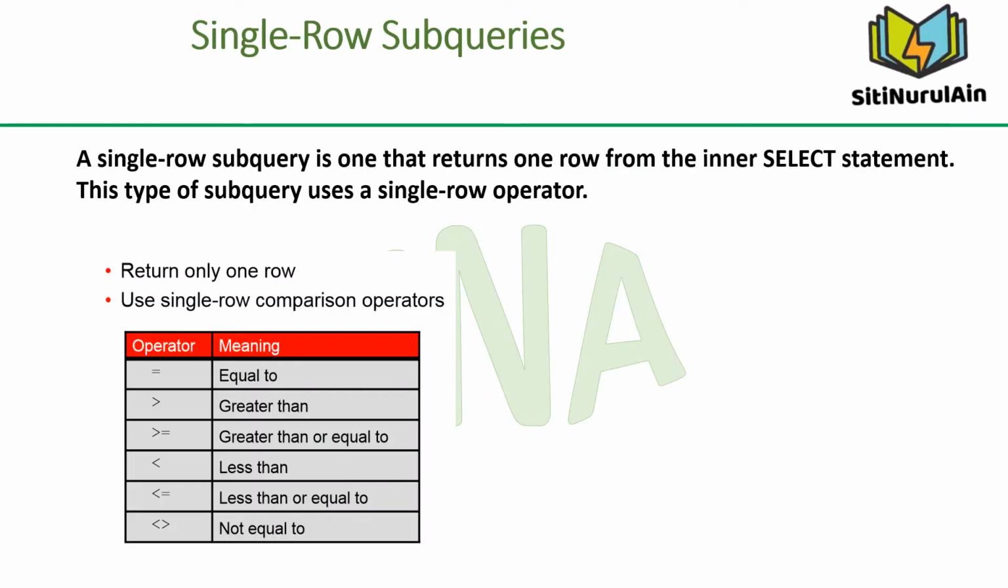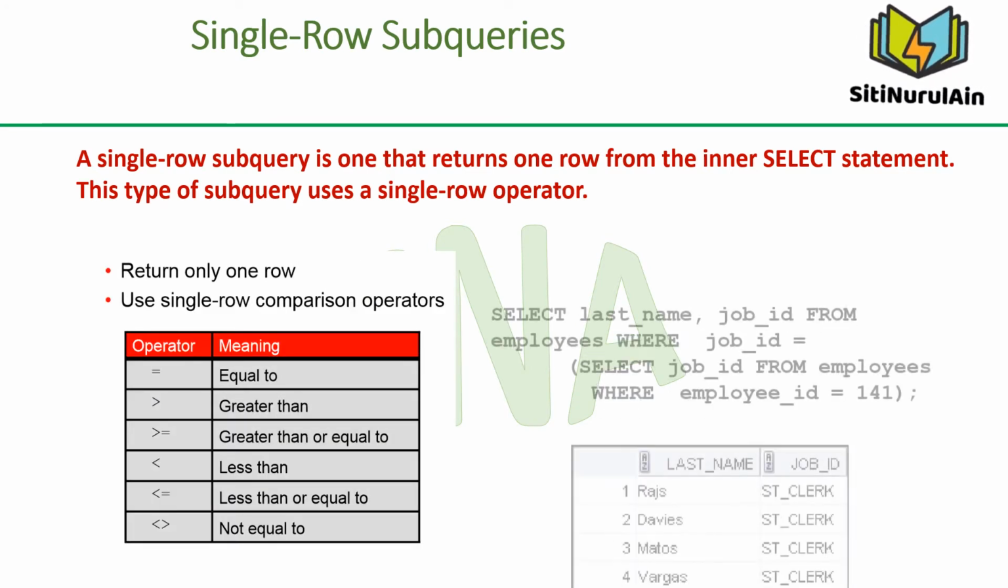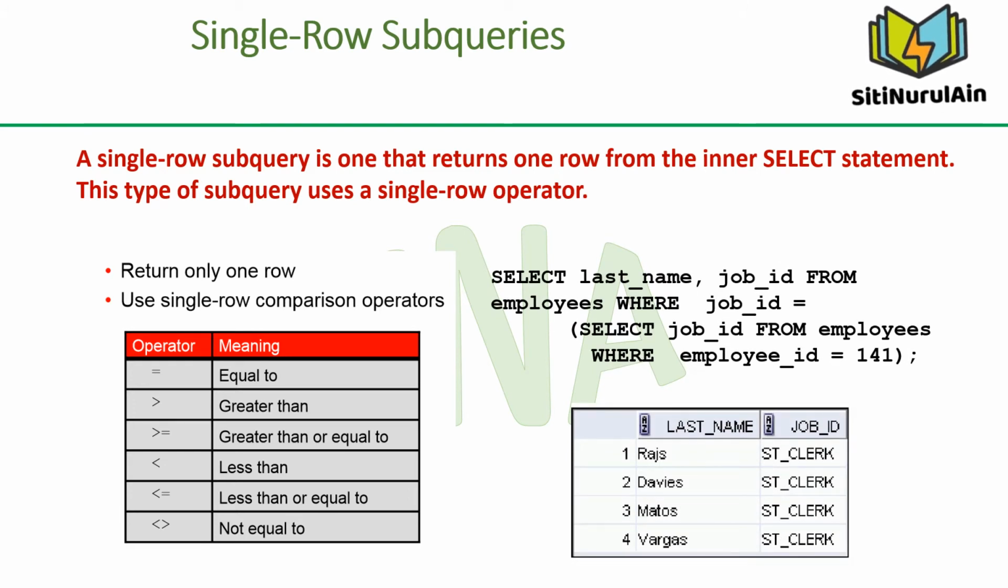A single row subquery returns one row from the inner select statement. This type of subquery uses a single row operator. The slide gives the list of single row operators. Example, display the employees whose job ID is the same as that of employee 141.